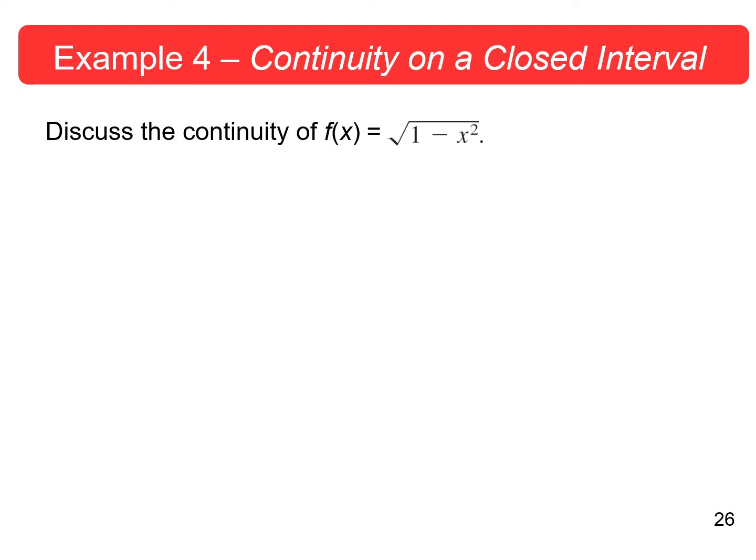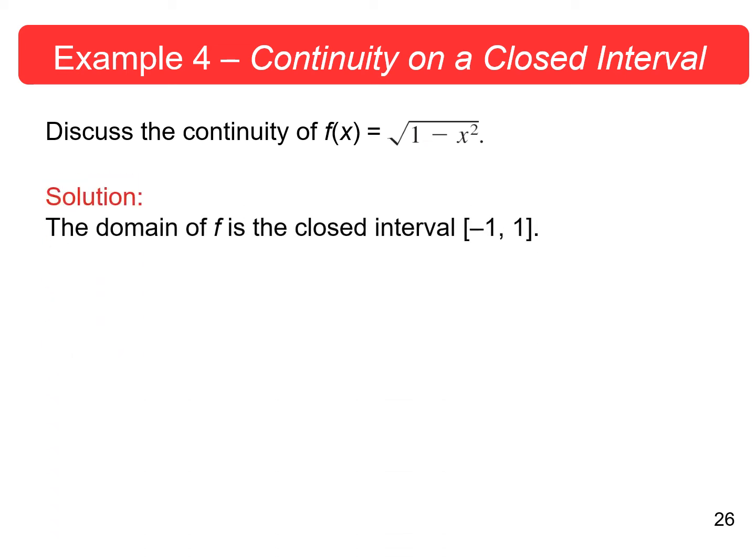Discuss the continuity of the function f of x equal to the square root of 1 minus x squared. First, let's look at the domain of this function. The domain of this function is the closed interval -1 to 1. You can solve that by taking the expression 1 minus x squared and making it greater than or equal to 0. From there, you're able to solve for the domain of that function.